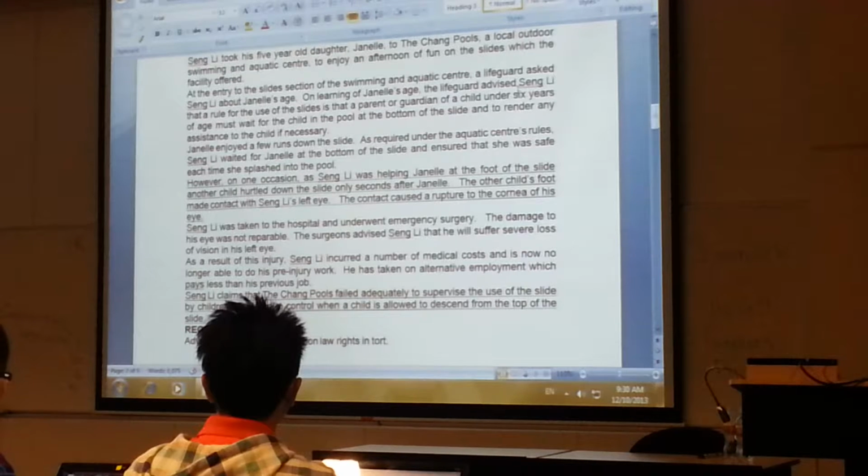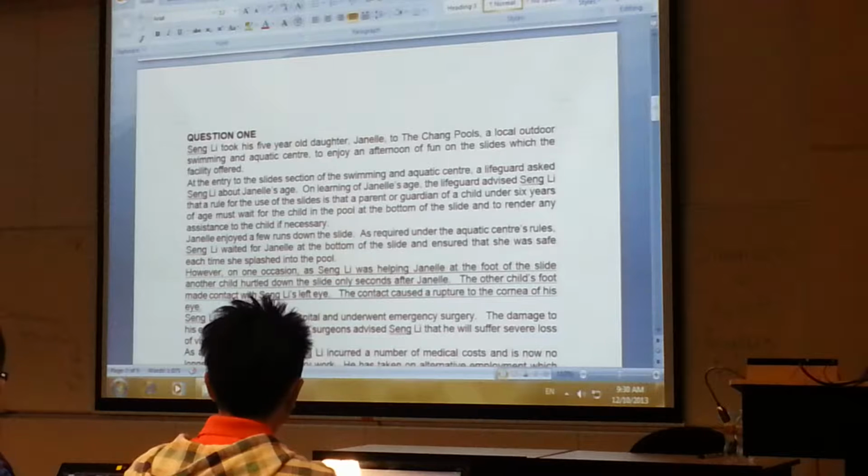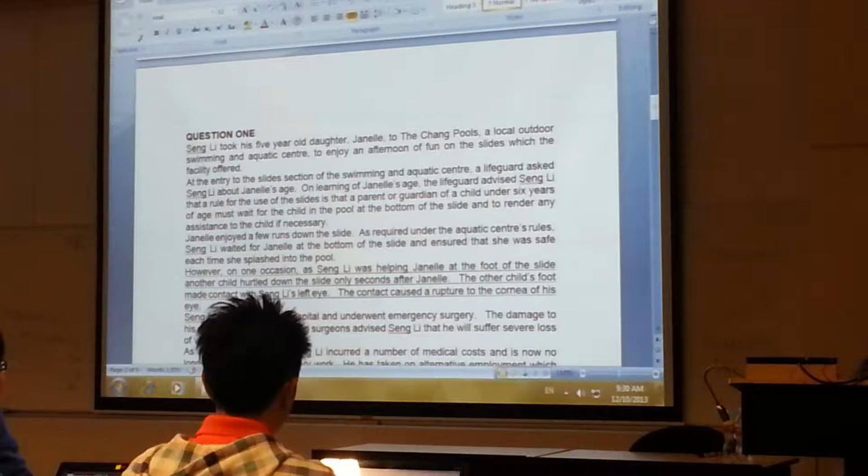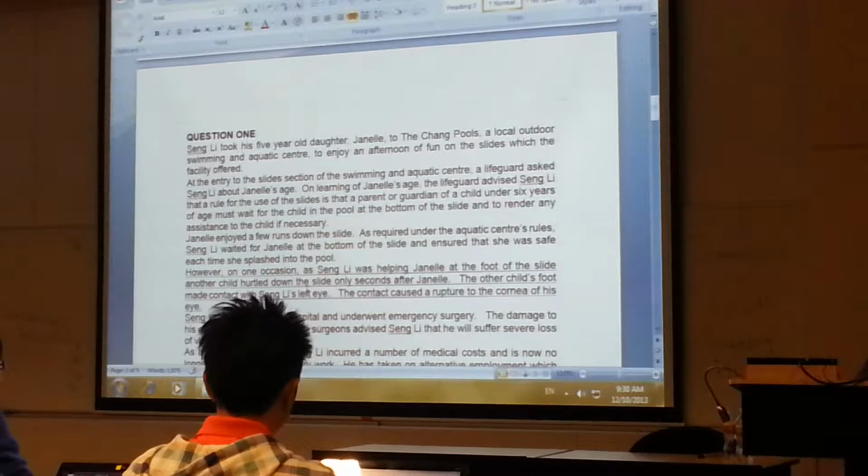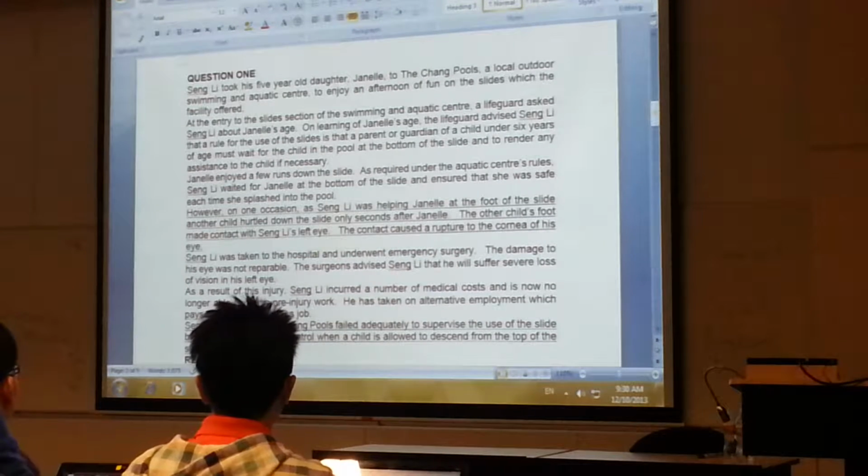First, we are going to discuss negligence. So the first thing that you must bear in mind is that there must be a duty of care. So where do you start with that? Right, so here, what you will say is there is a duty of care owed by the pool. Right, have you taken down the question, class?